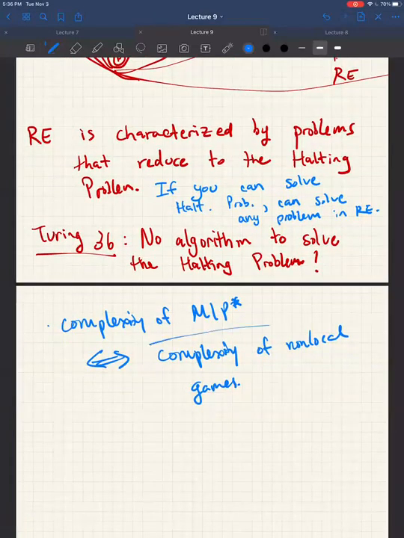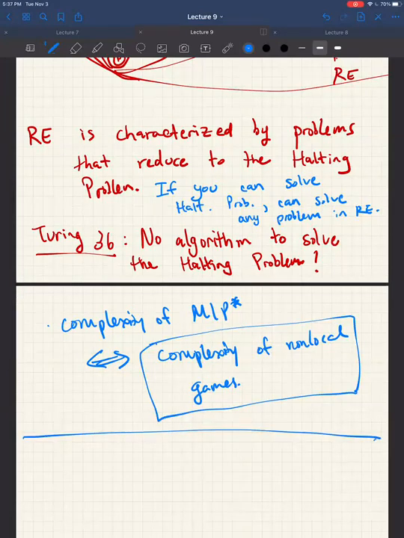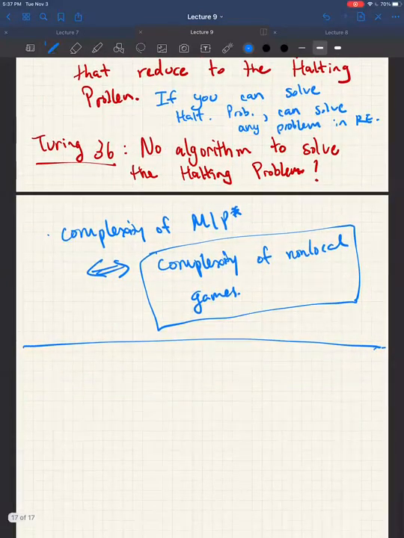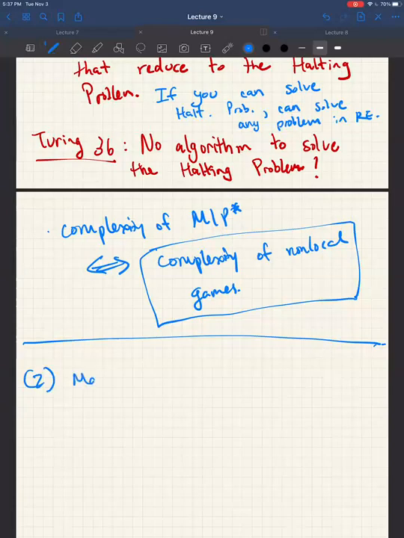Okay, so that's the connection. Okay, so what about number 2, mathematical physics?